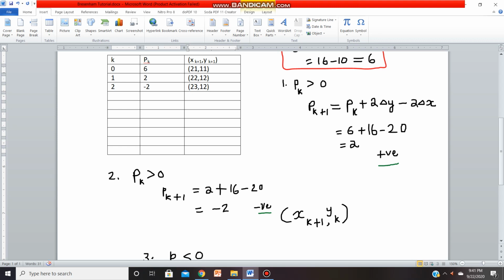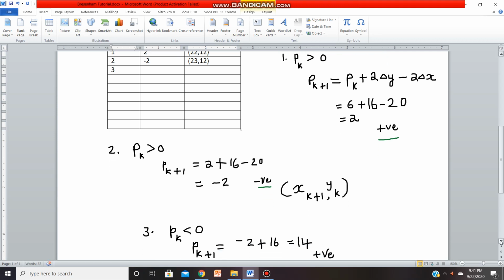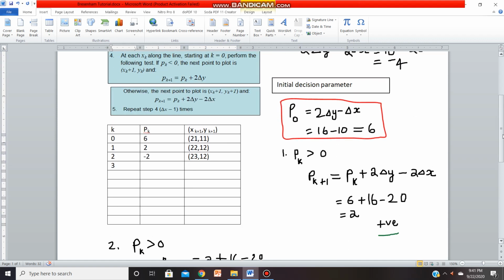Then now we are moving to find k equal to 3. When k is equal to 3, what happens? Since this Pk value was negative, the equation to be chosen is not this equation. Which equation will we choose?